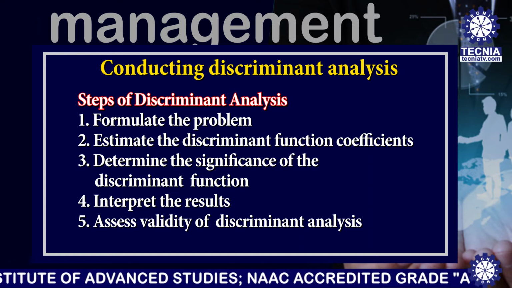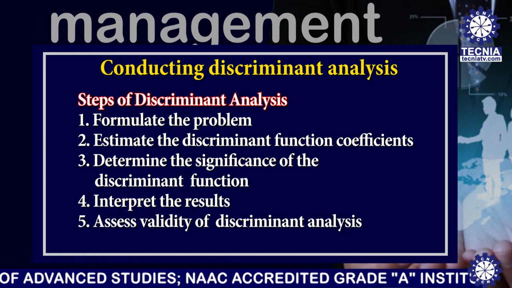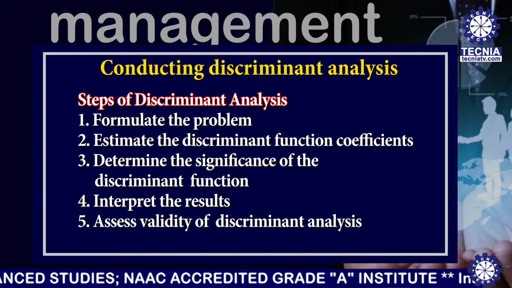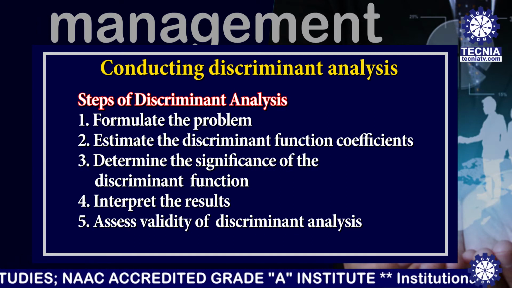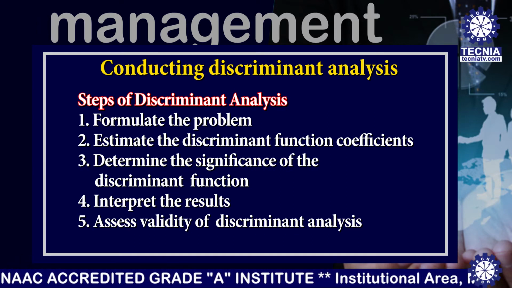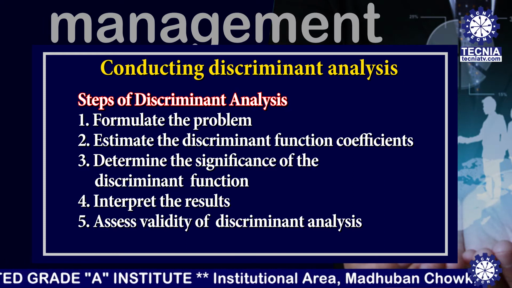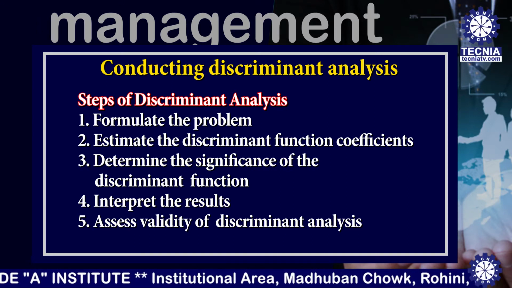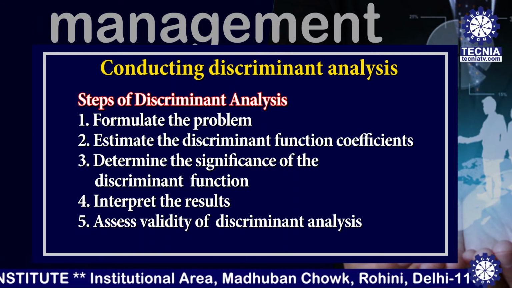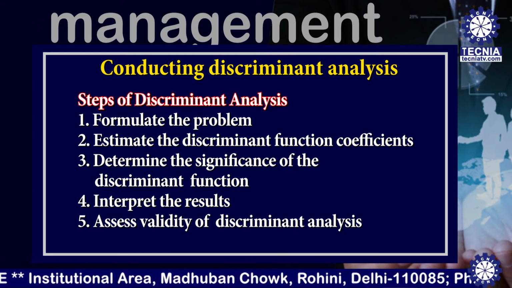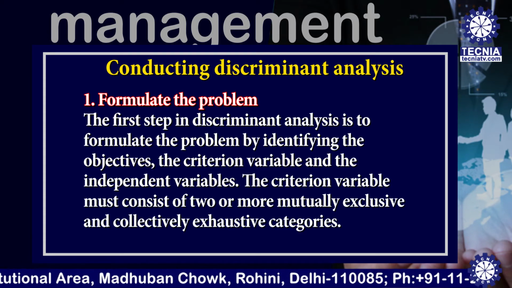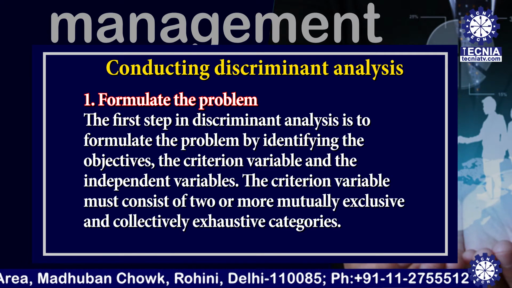First one, formulate the problem. Second one, estimate the discriminant function coefficient. Third one, determine the significance of the discriminant function. Fourth one, interpret the results. And the fifth one, assess validity of discriminant analysis. Now I am explaining the first step, which is formulate the problem.